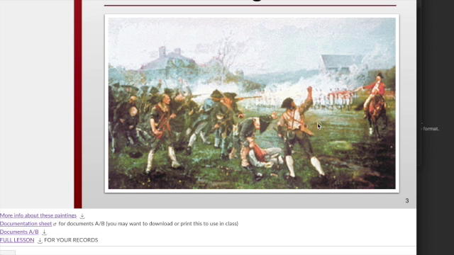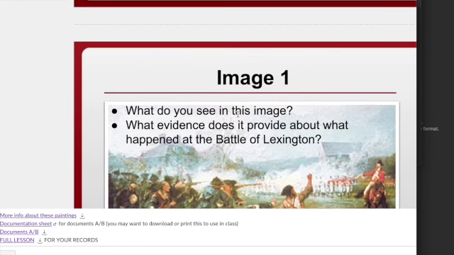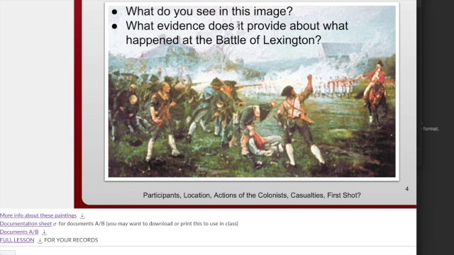So like when my class was doing it as an example, we talked about how they look super dirty and how these guys look so perfectly clean, and this side's covered in mud and that side is not, and you can see behind it there's more soldiers inside of the town, and we went into that kind of thing. So then we'd scroll and it'd be like, all right, so let's look at these questions. What do you see in the image? What evidence does it provide about what happened at the Battle of Lexington? Well, in this one, you'd go into that.